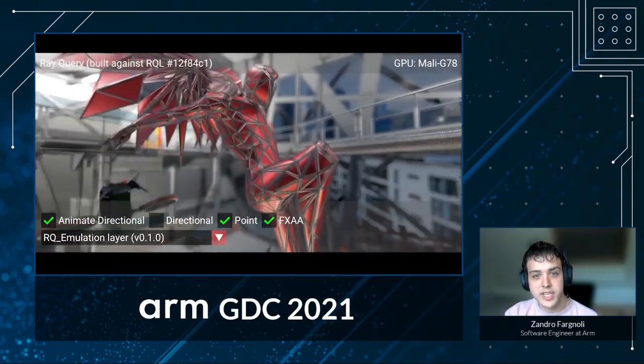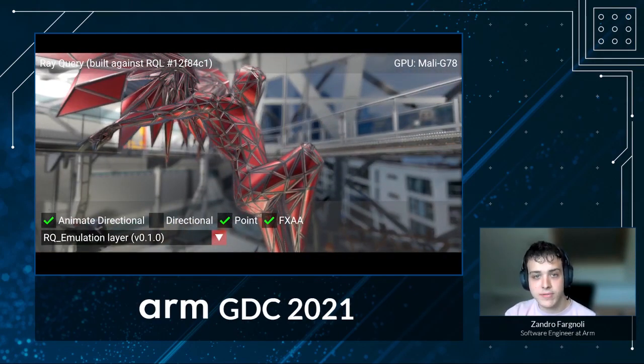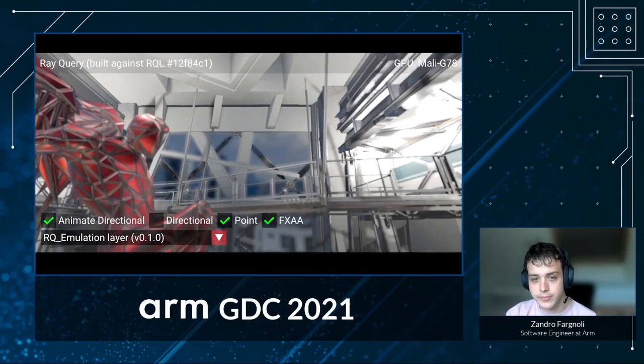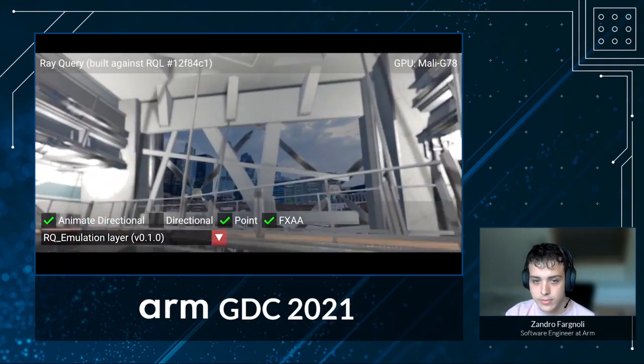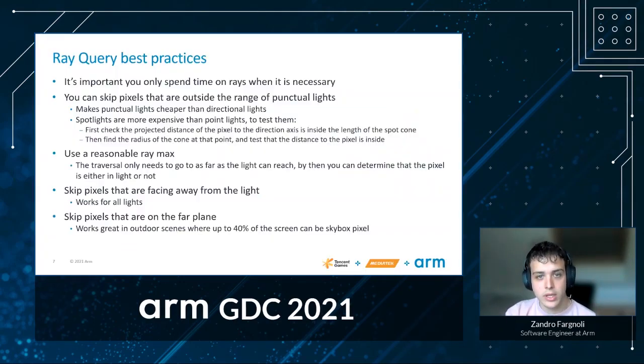We'll now give a few tips on how you can improve your performance using fragment shader ray queries. It's important that you only spend time on rays when it's necessary. Using the same shadow example, you'll likely have a scenario in your shader where you'll loop over each light for the current pixel and traverse through the acceleration structure to find an intersection. However, if you're using punctual lights, then you are wasting time when you can determine a pixel isn't going to be touched by the light at all.